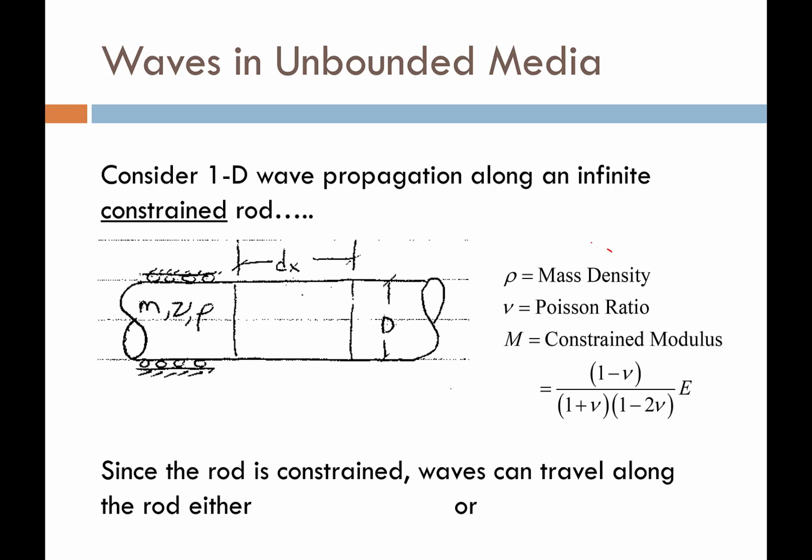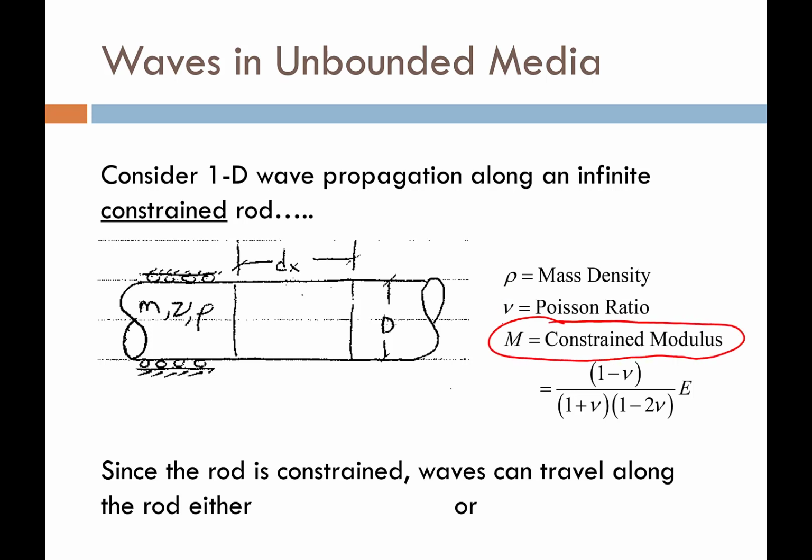The metal rod has a rho, which is a mass density. It also has a Poisson ratio. In other words, how much would it want to bulge if we were to compress it, or how much would it want to contract if we were to stretch it out. And then finally, it has a modulus value.